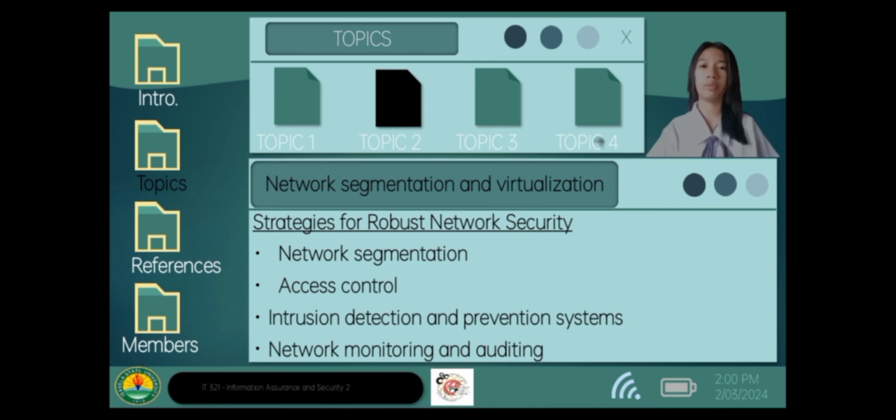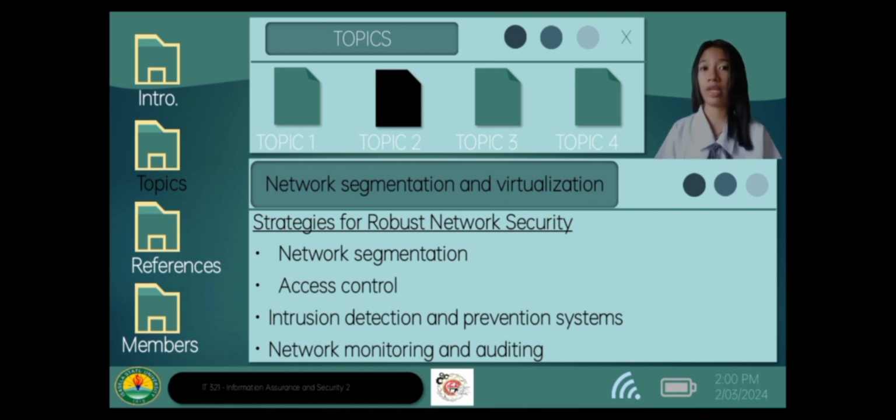Access control. So, access control is about controlling who can use different parts of the network and what they can do. It uses a system where people's access is based on their job and who they are. This helps organizations reduce the risk of unauthorized people getting into sensitive areas by only giving access to those who really need it for their work.